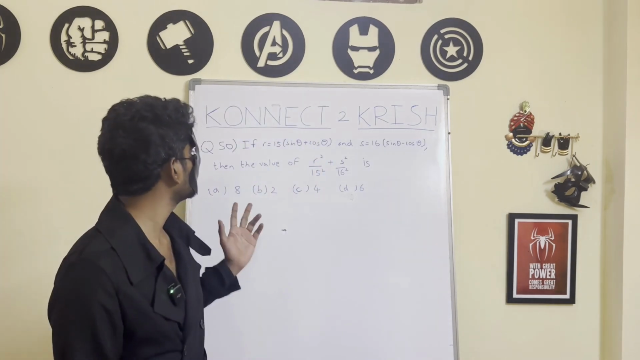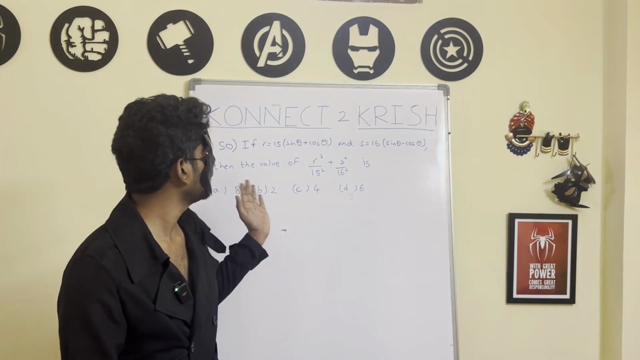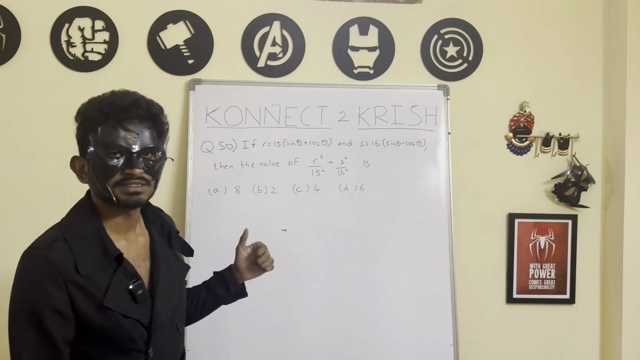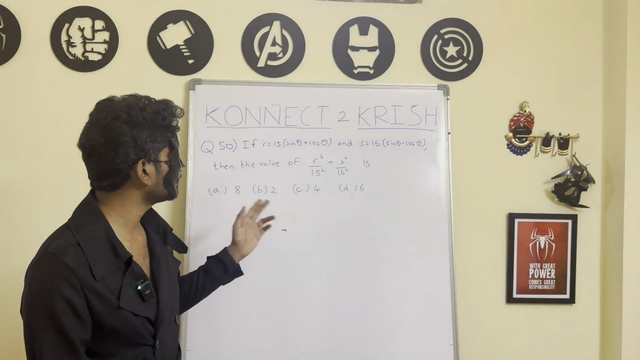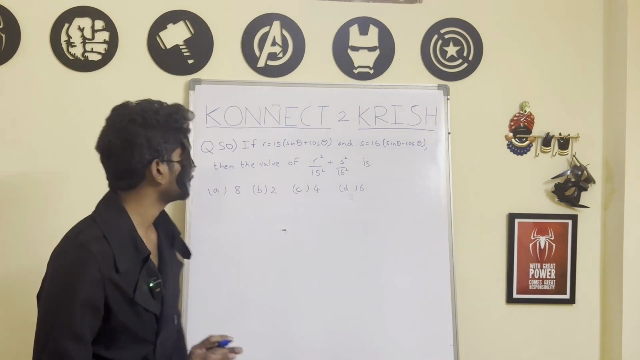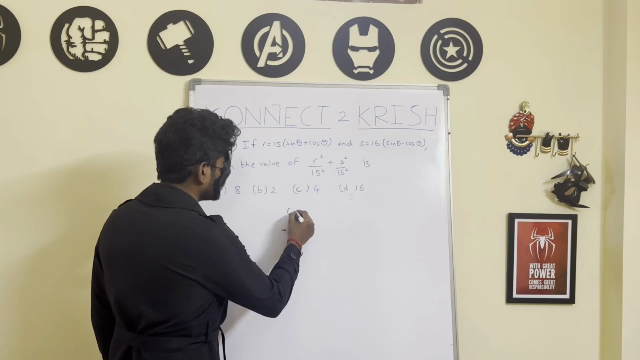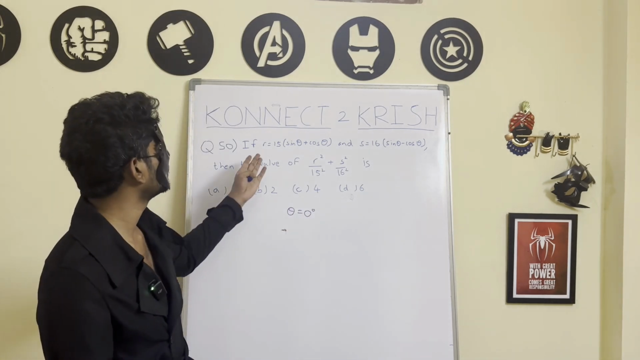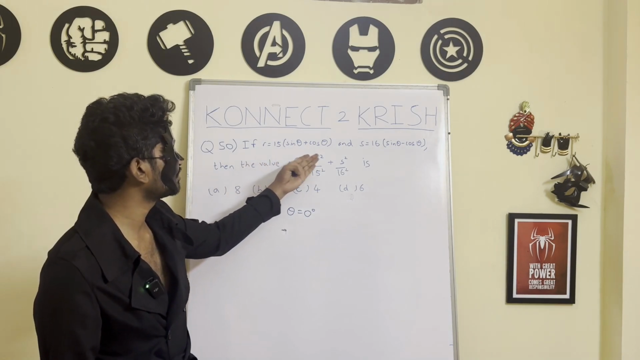So superhumans, next question is: if R equals 15 into (sin theta plus cos theta) and S equals 16 into (sin theta minus cos theta), then the value of R square by 15 square plus S square by 16 square is. So first I will teach you a shortcut method. Let us substitute theta equal to 0 degrees. Sin 0 will be 0, cos 0 will be 1.